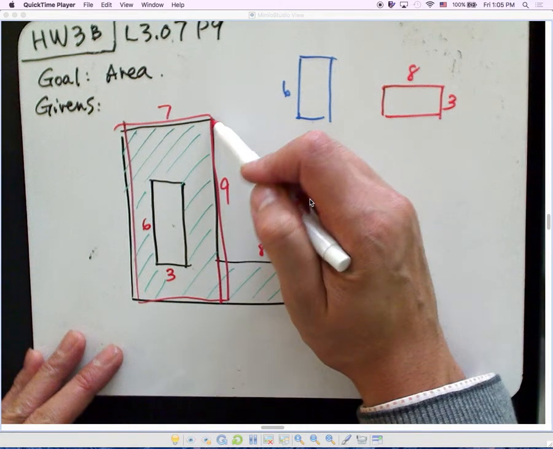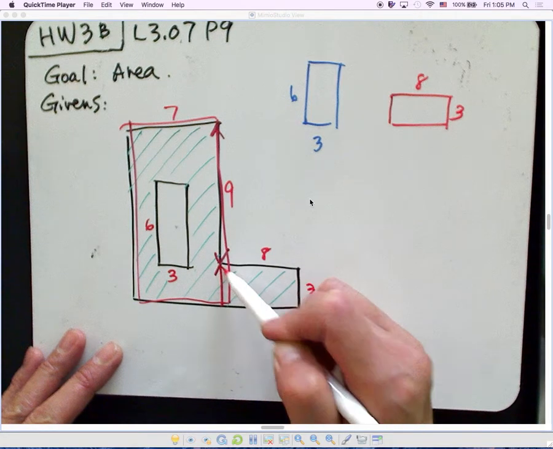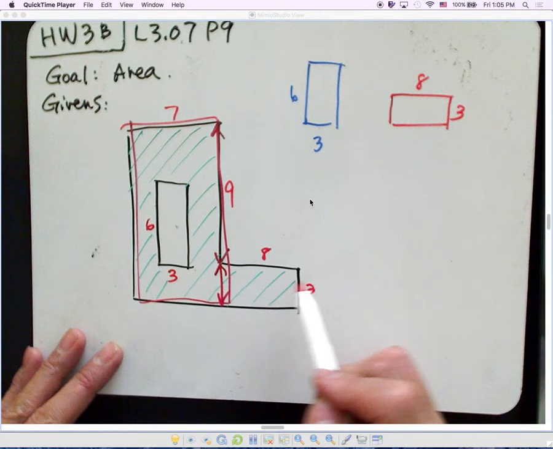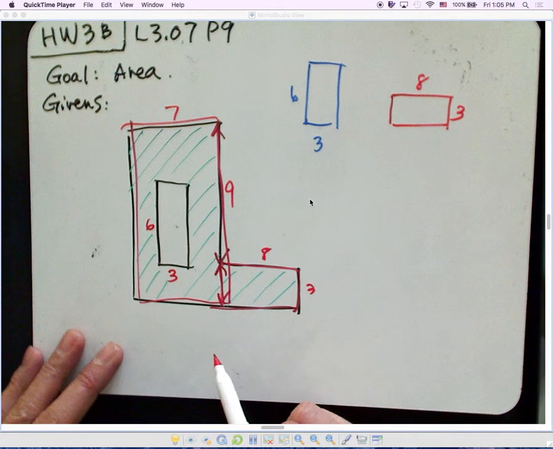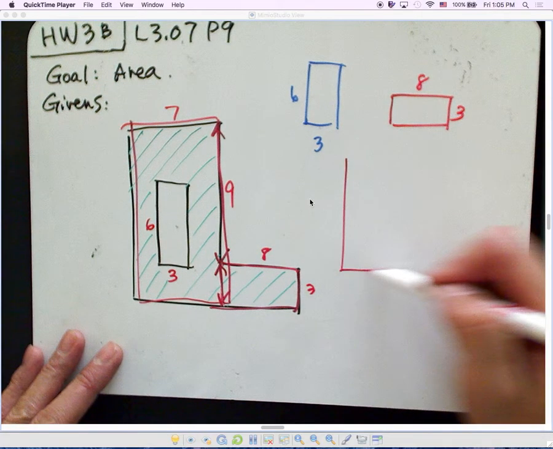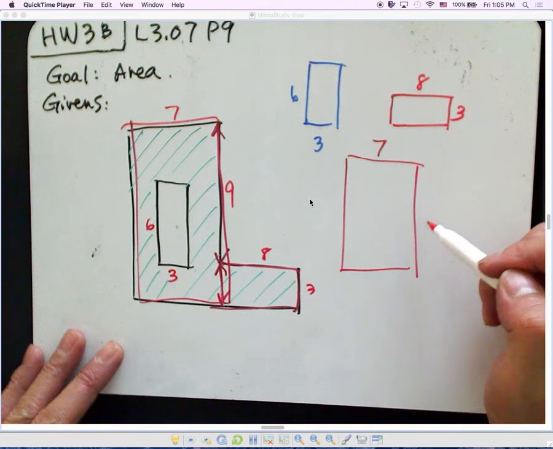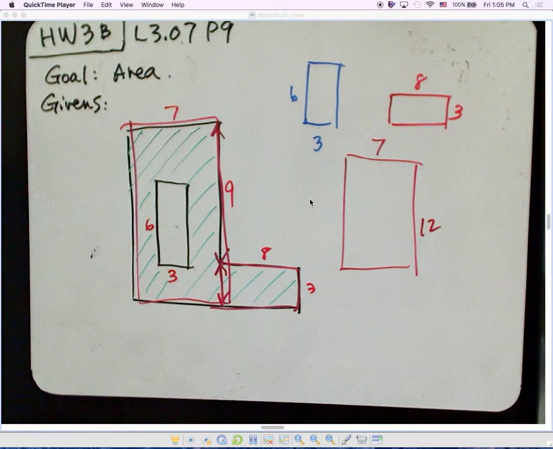9 is from here to here, right? What's from here to here? That's 3, right? Because this is a rectangle, and opposite sides of a rectangle are congruent. So I see a big, tall rectangle, which is 7 by 12. We know how to find the area of these rectangles by multiplying base times height.